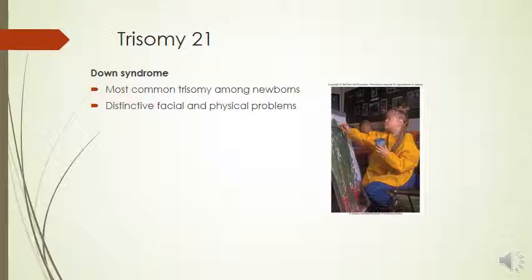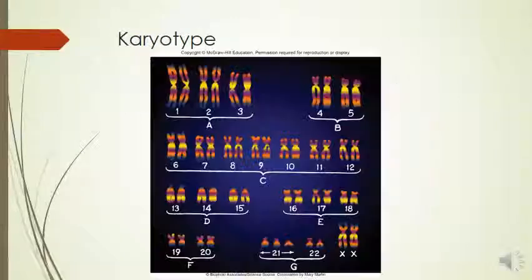pregnancies. This is a picture of a girl that has trisomy 21, Down syndrome. It is the most common trisomy among newborns. There are distinctive facial and physical problems, and I will be discussing this in the next module. Here is a karyotype which has been banded and is showing you the number 21 chromosome. This is trisomy 21, so it is 47 XX with that extra 21.